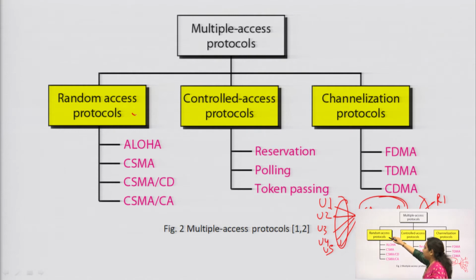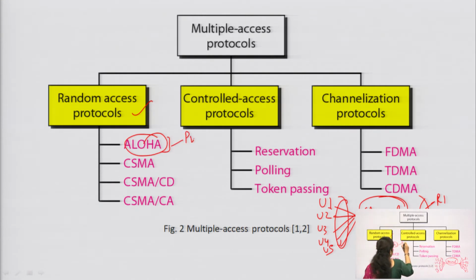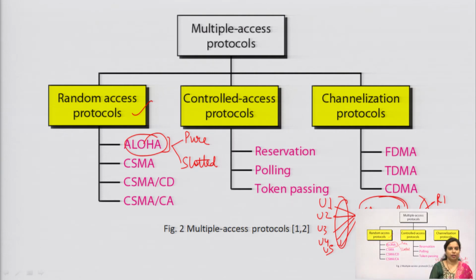There are different types of protocols. The first one is the random access protocol, which we will discuss in today's lecture, that is Aloha. There are two types of Aloha: the first one is pure Aloha, the second one is slotted Aloha. You are going to see what Aloha is and how the information will be sent in Aloha. This is a very interesting topic, how this data will be transmitted.